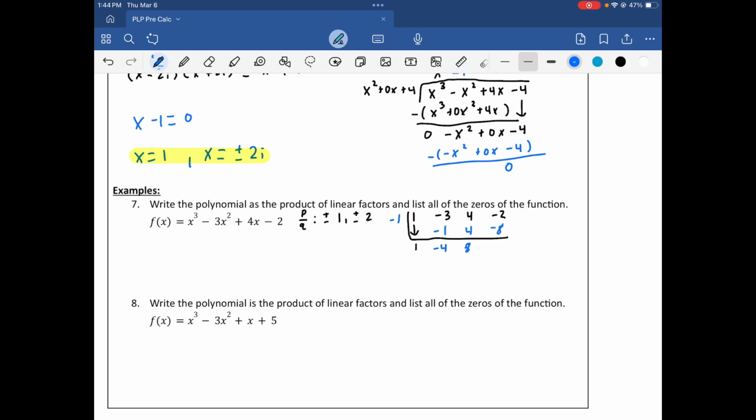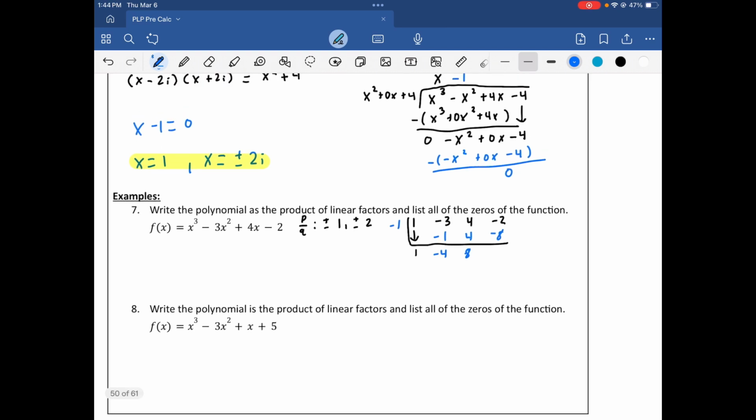And then when we get here, that is not going to give us a 0. So that tells us that that factor is not correct. So all you got to do is erase that piece and start over. You know that's not the answer. I'm going to try a positive 1. So that gives me a 1, negative 2, 2, which gives me a remainder of 0. So then my function left over is x squared minus 2x plus 2.